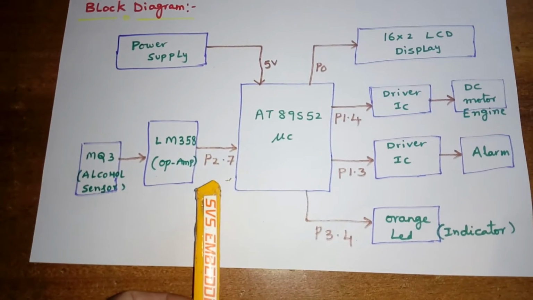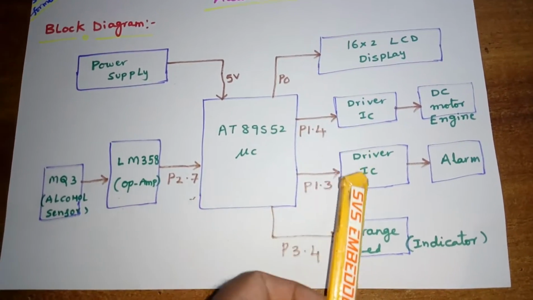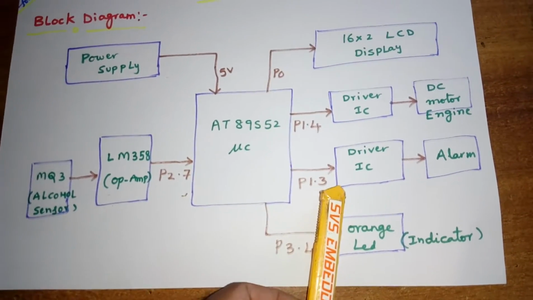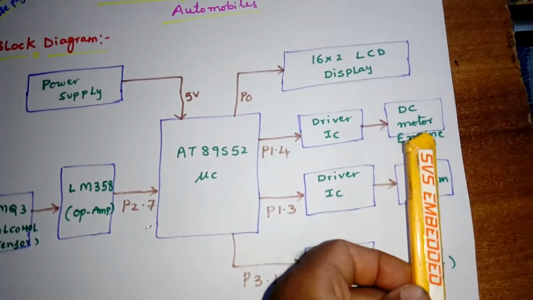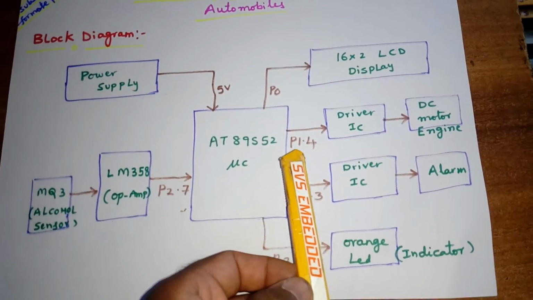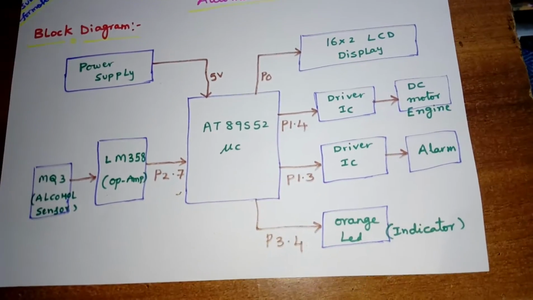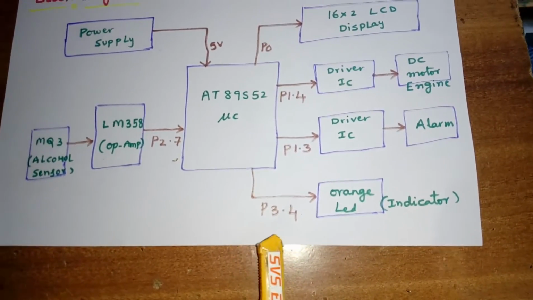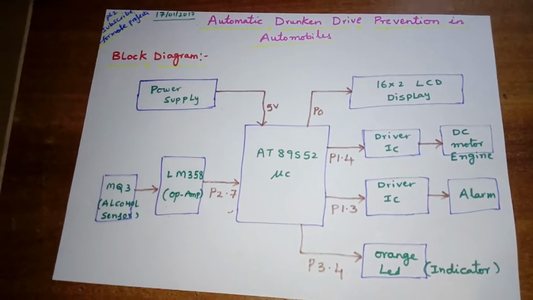and it is connected with P2.7. I am using two transistor drivers, BC547 NPN transistors, mainly for the switching of the alarm and the engine. They are connected with P1.4 and P1.3, and I am using one orange color LED that is connected with P3.4. This is the entire block diagram section.